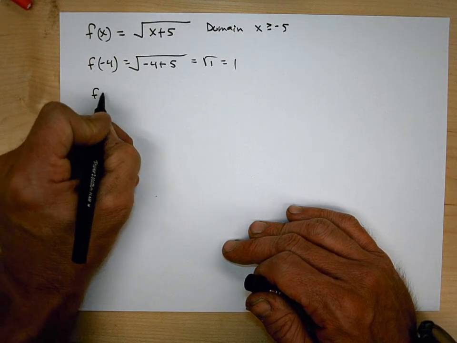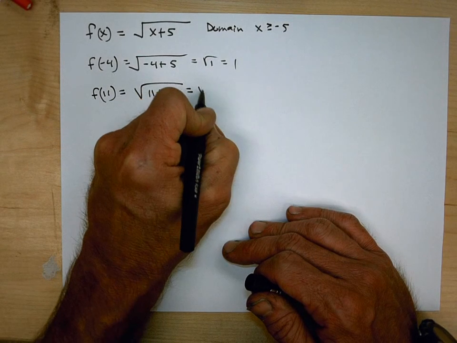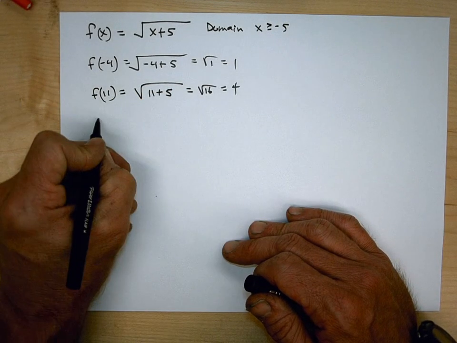How about if we do f of 11? Again, we just replace x with 11. That's the square root of 16, which is 4. f of -8.